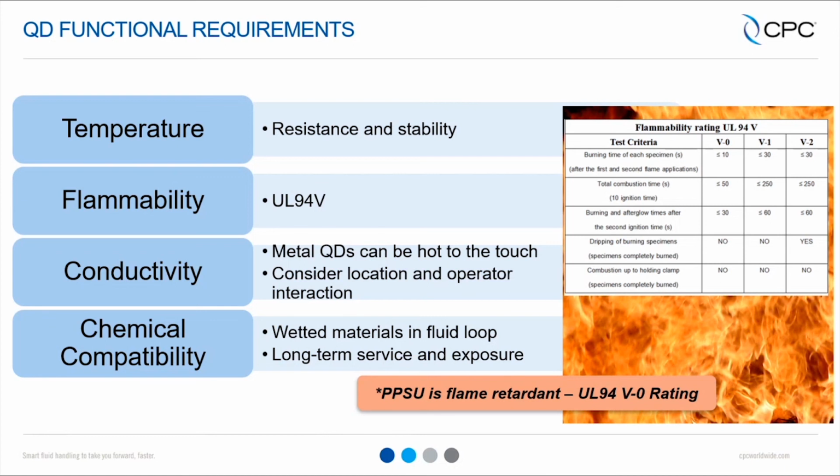Thermal conductivity, metal quick disconnects could, of course, be hot to the touch if there's a hot fluid circulating. So consider the location and operator interaction that might be in place. And then chemical compatibility, as we discussed earlier, all of the wetted materials in the fluid loop, and we really want to consider that for long-term service and exposure.